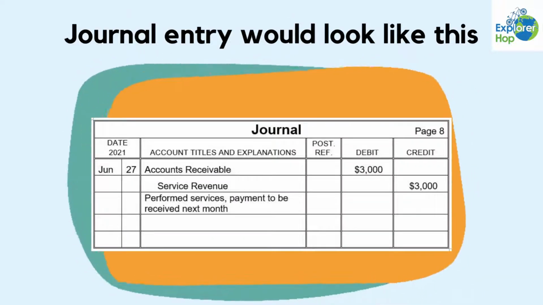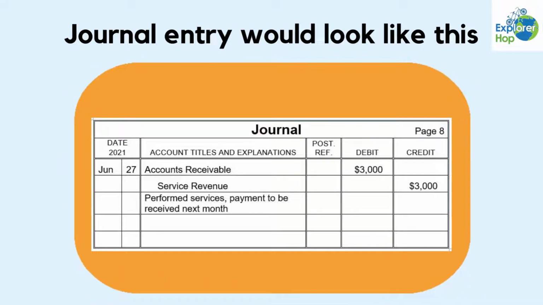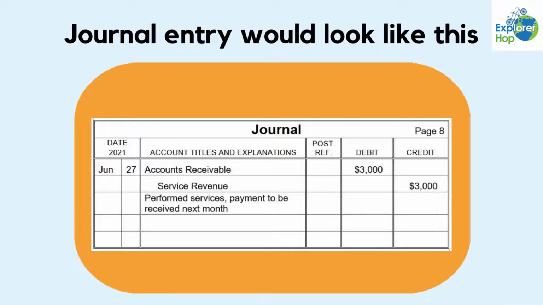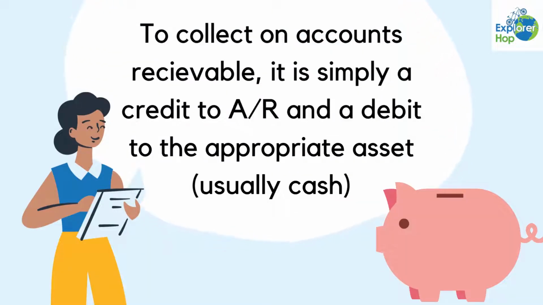The journal entry would look like this. There is a debit to accounts receivable and a credit to service revenue. To collect on accounts receivable, it is simply a credit to accounts receivable and a debit to the appropriate asset, which is usually cash.